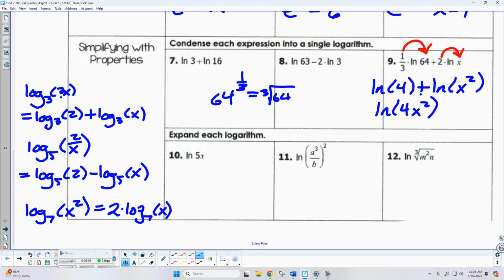Now, I'm not going to split hairs. If you write it like this, log base e of 4x squared, that's still technically correct. The preferred notation is going to be the LN, but just be aware you may run across a professor or a teacher who's going to be really strict about that.